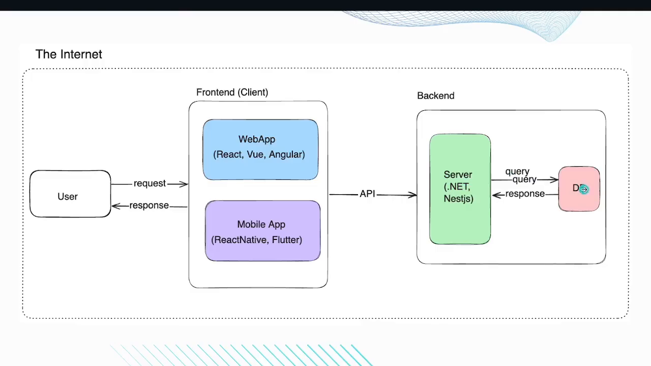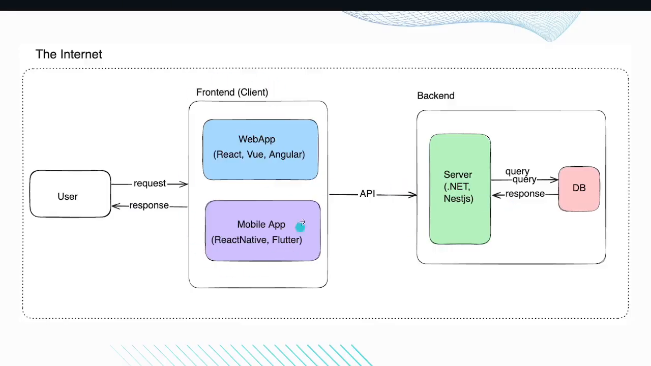So the database will return the data in a transformed manner back to the server, and the server will feed it to the API. So the API will send the response back to the web app, and the user will see the list of videos on their web app or on their mobile app. So you can see that a lot happens here.